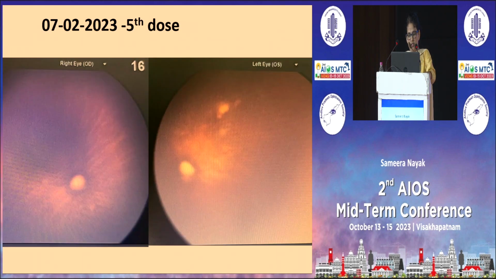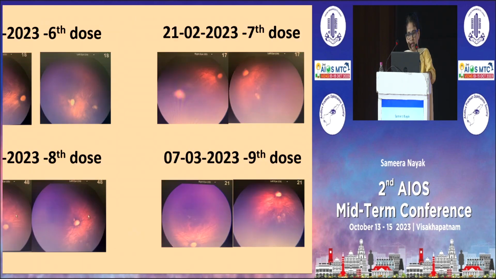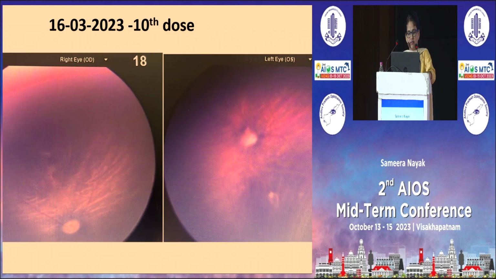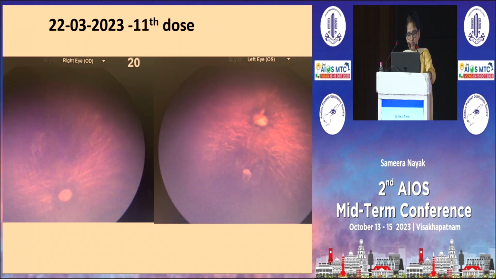And so we kept on injecting, and these are the serial RETCAM pictures of both eyes, and finally it started responding well. And this is the fundus picture after the 10th dose of amphotericin, and you can see the scarring has started in the left eye, and this is a picture after the 11th dose.